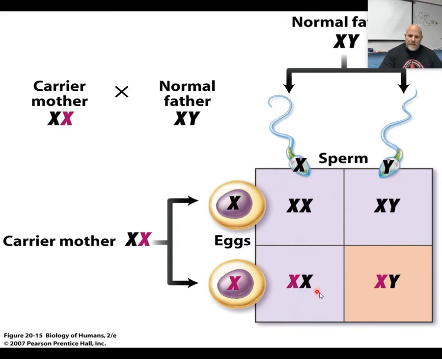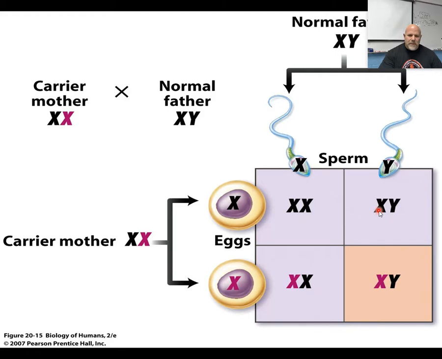The problem is, because males only have one X chromosome, they don't have a backup. So in a female, if I get a bad X, I can have a good X that will cover for my bad X. In a male, if I get a bad X, I'm going to have a bad trait expressed. And so we tend to see these traits that are on the X chromosome much more common in males than females.